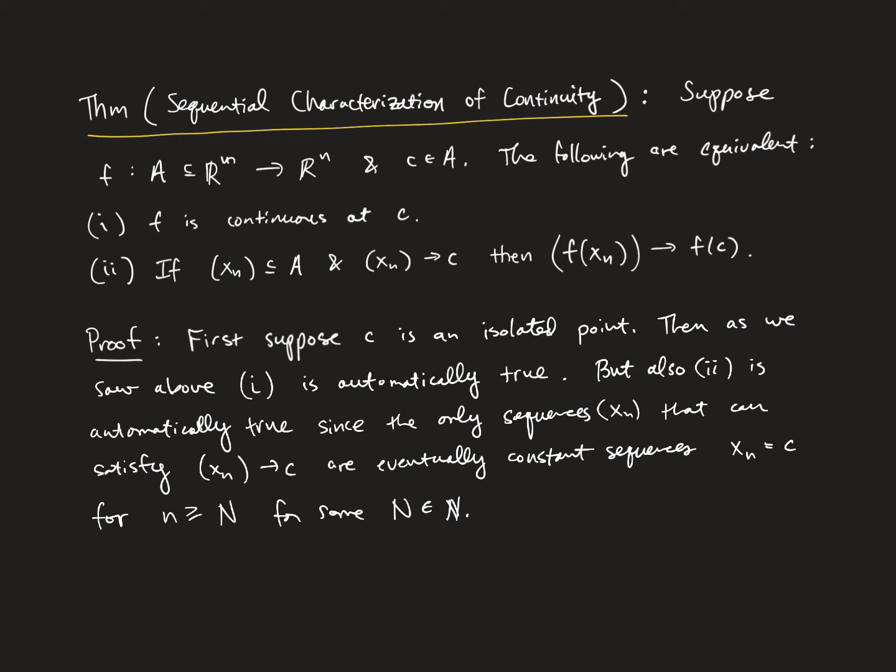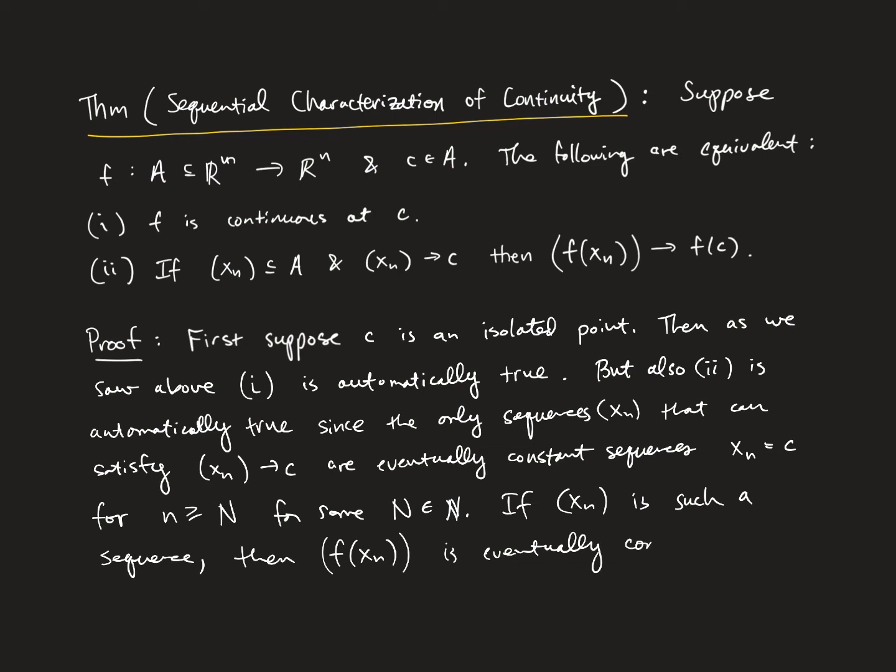So if xn is such a sequence, then f of xn is eventually constant as well. So we have f of xn just equal to f of C when little n is bigger than or equal to big N. So the convergence of that sequence to f of C is automatic.